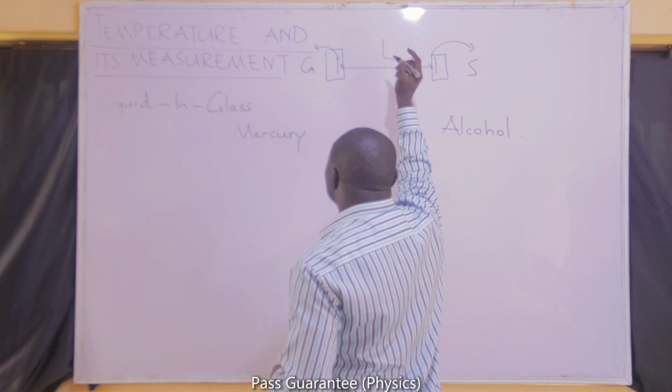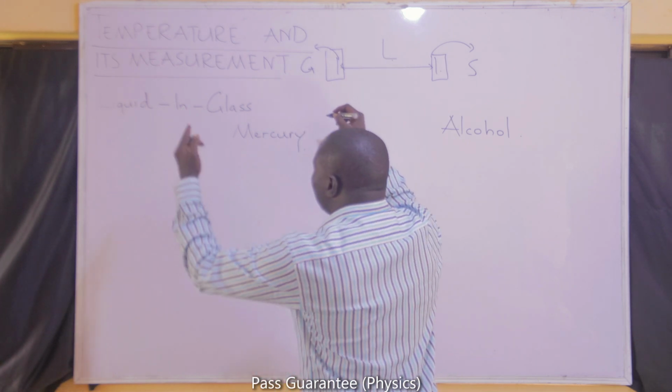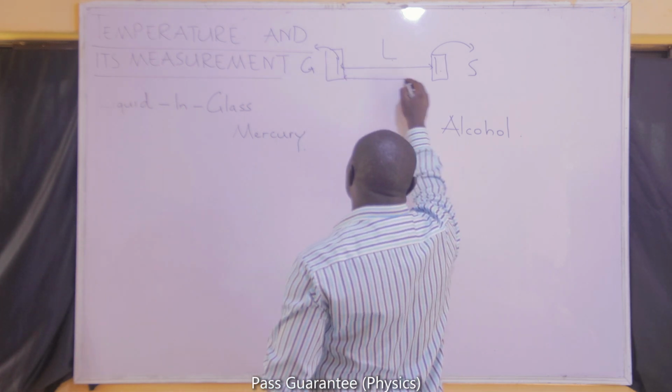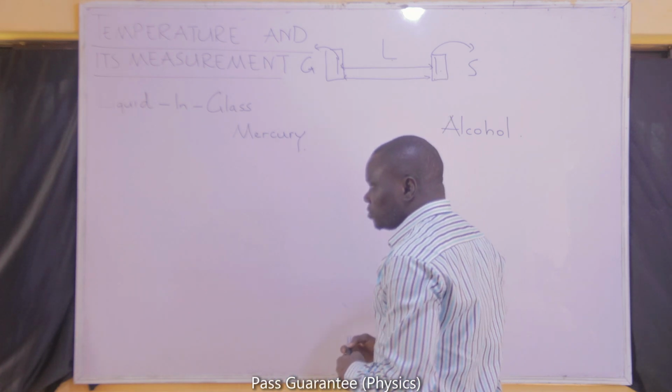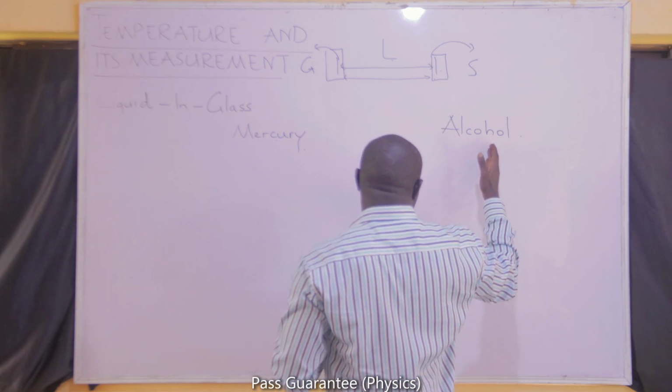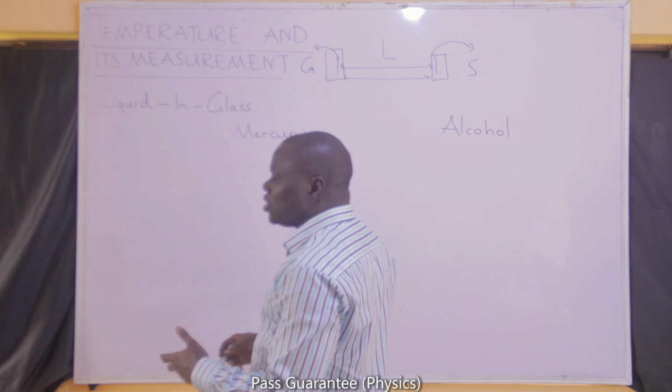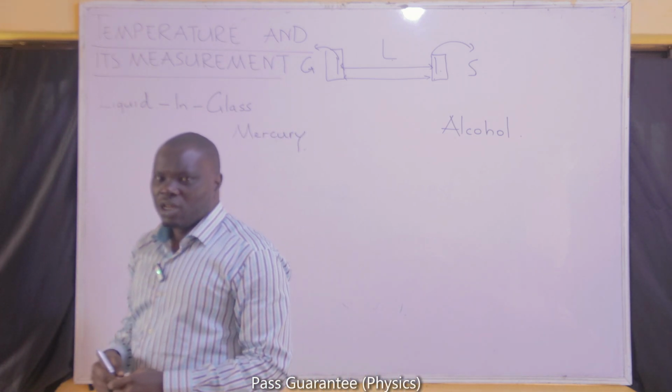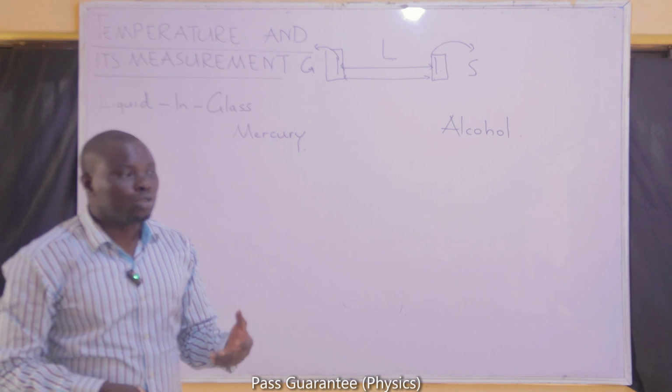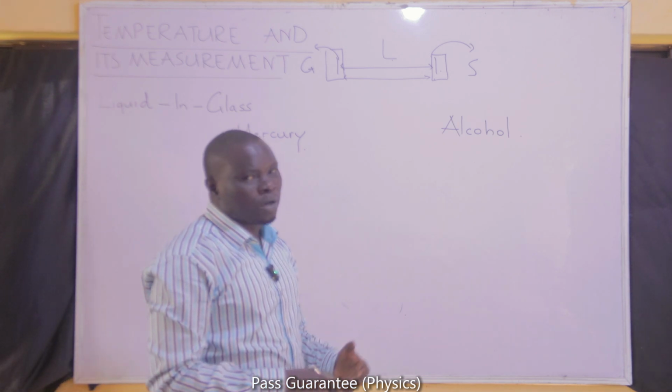The liquid is only useful for us in this thermometer within the range that it exists as a liquid. That's why we call it a liquid thermometer. Alcohol, for example, turns to solid at minus 115 degrees Celsius. So it means that alcohol can be used to measure very low temperature.